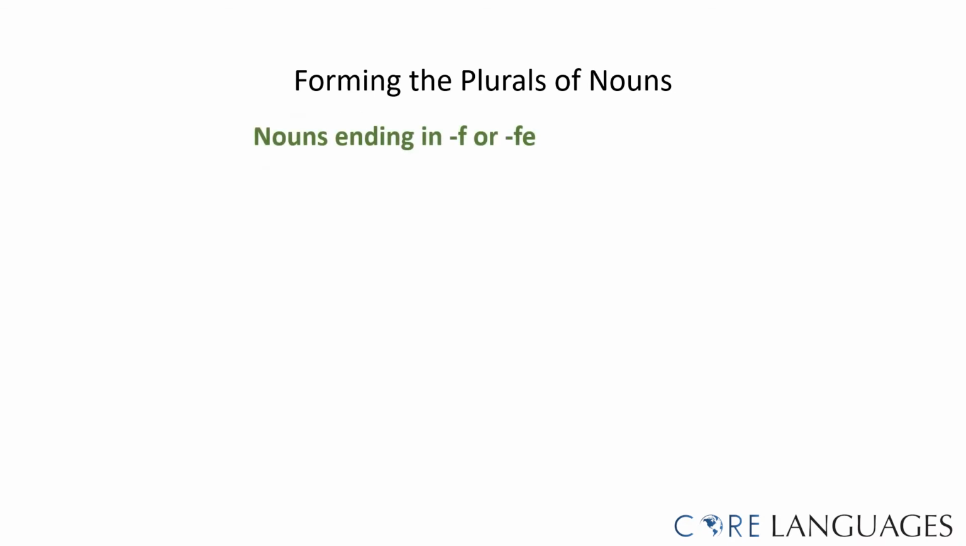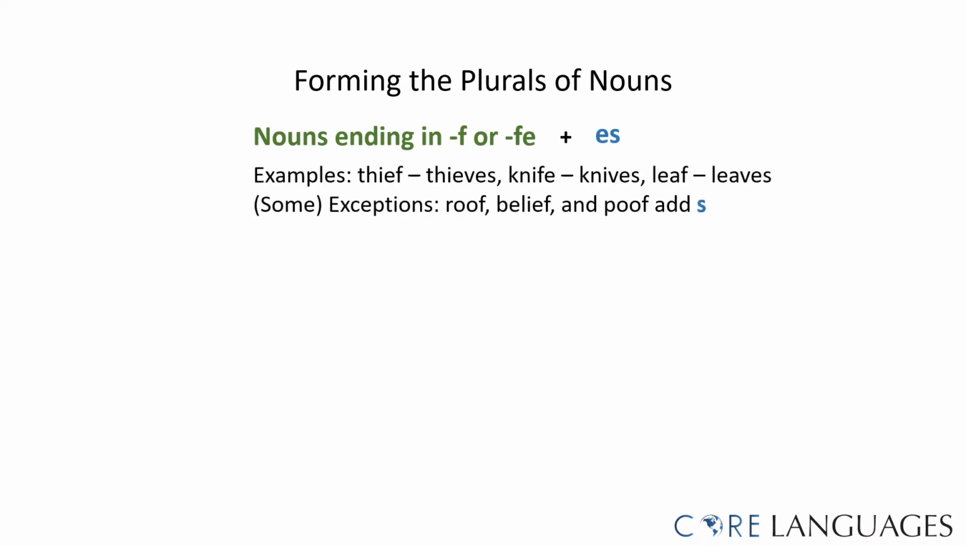Nouns that end in F or FE also end in ES in their plural form. For example, 1 thief, 2 thieves, 1 knife, 2 knives, 1 leaf, 2 leaves. Notice how the F changes to a V in the plural form. There are also some exceptions. For example, roof, belief, and proof only add an S in their plural form.